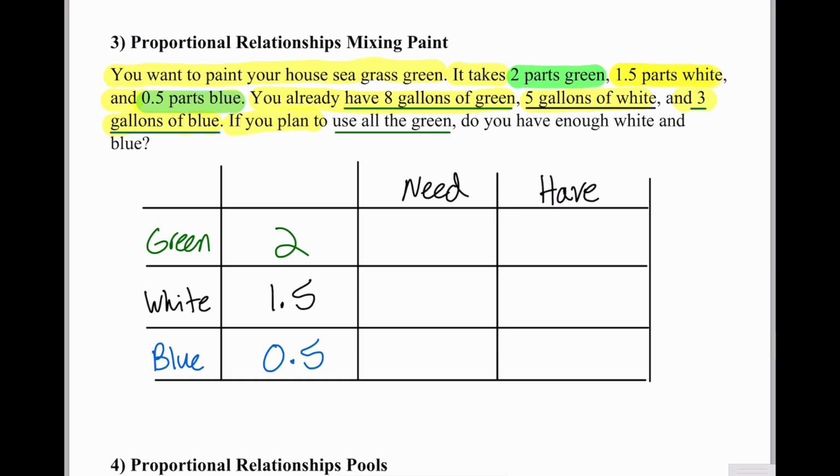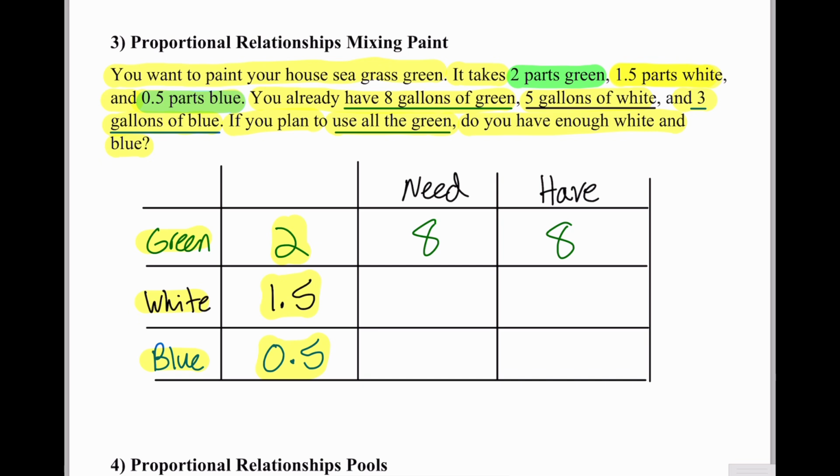If you plan to use all of the green, 8 gallons, do you have enough white and blue? So I started by taking our given information, green, white, blue, and the rates that we were given, the parts. And now we're going to look at what we need. Well, we said that we're going to use all 8 gallons of green. So we need all 8 and we have all 8.